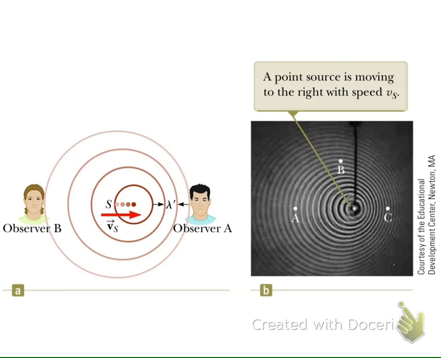The figure on the right shows the real situation when we have the source of the wave generating water waves in a wave tank, and this source moves toward the observer at C. We can see that the wavelength on this side is small, and the wavelength on this side is larger, and this is because of the effect of the movement of the source.